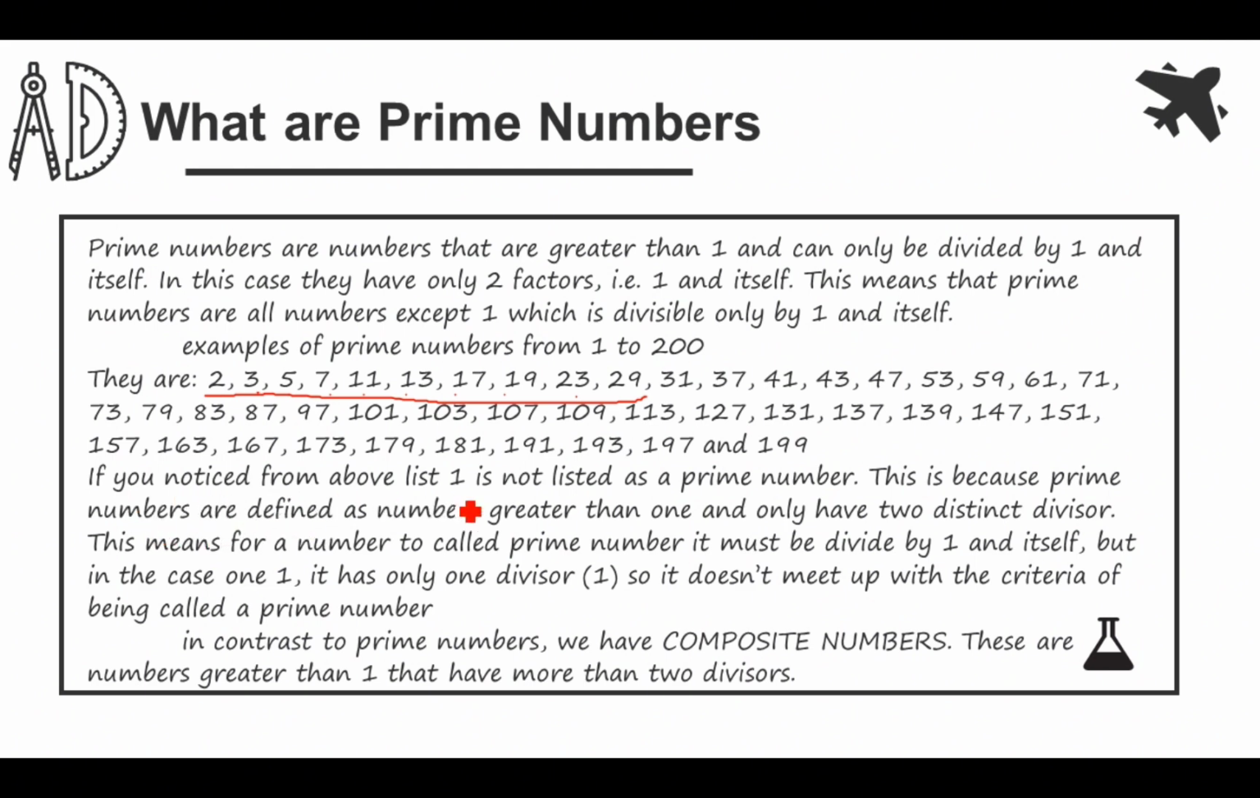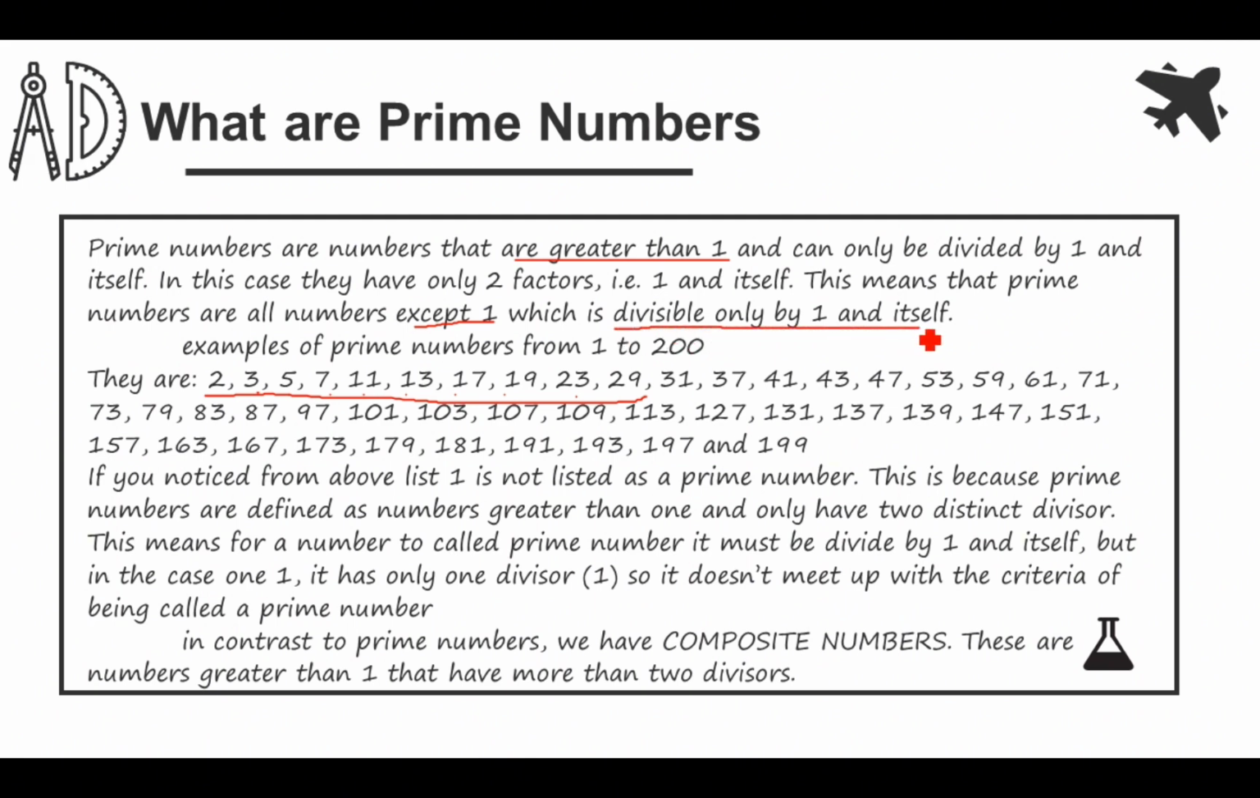Okay, now if you notice from the above list, 1 is not listed as a prime number. When you check here, prime numbers start with 2, not 1. Why is that so? This is because from the definition we have, we say that prime numbers are all numbers except 1, or prime numbers are numbers that are greater than 1. These two points bring it out. Prime numbers are numbers that are greater than 1. Prime numbers are all numbers except 1.